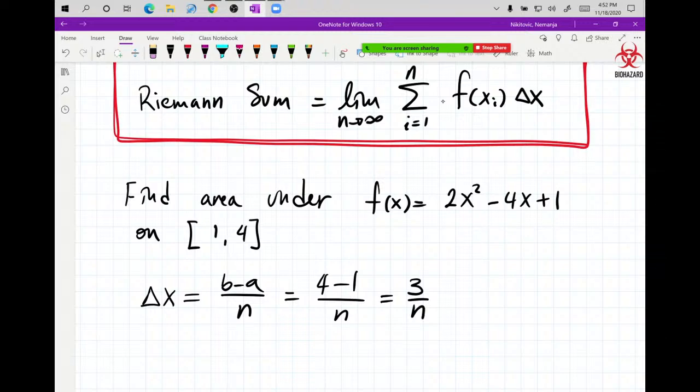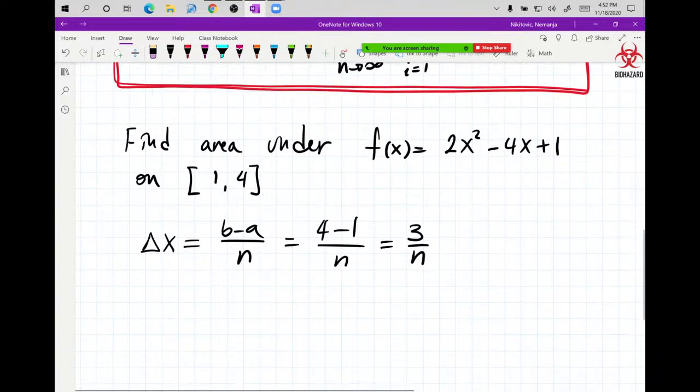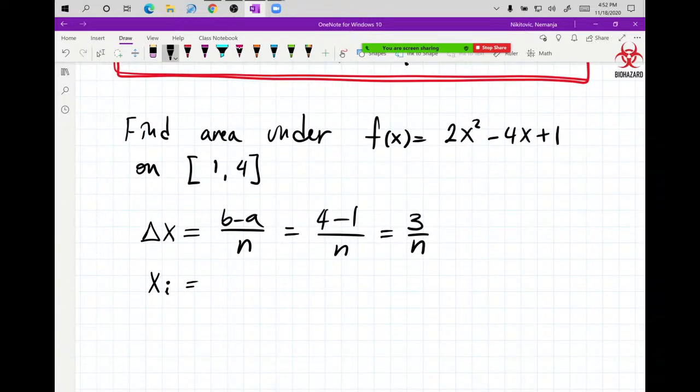So now I have delta x. Well, great, that plugs in here. How about the rest of the problem? Well, I see that I need this xi business, right? And that needs to also be addressed, because xi is a plus i delta x.